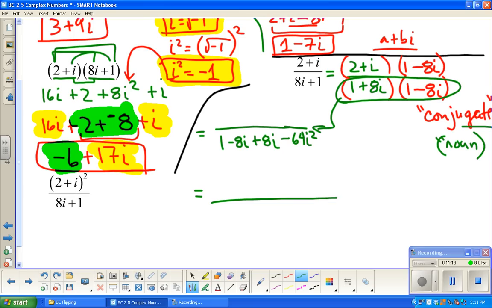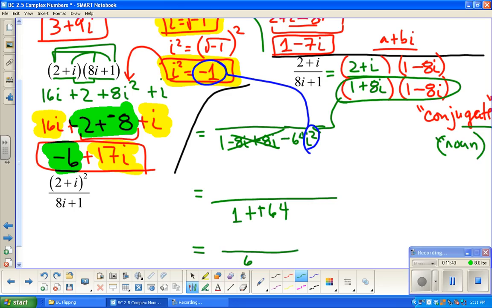So on the bottom, this becomes, look at that, that's gone. Well, the only other i that you see here is an i squared, but remember i squared is really negative 1. So this denominator becomes 1 minus a negative 64, because 64 times negative 1 is negative 64. So this is really 1 plus 64, so in other words 65. All right, so my denominator now doesn't have any i's in it.